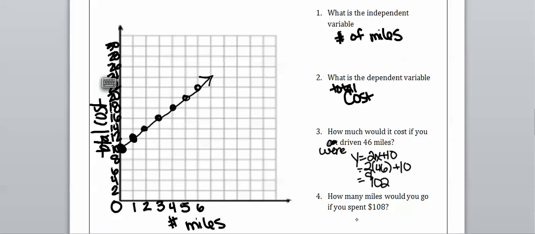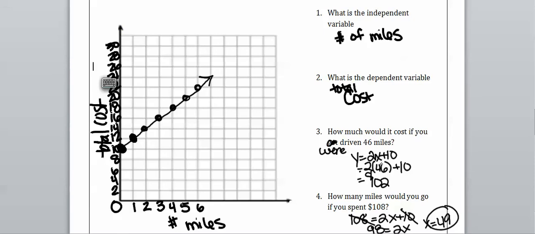How many miles would you go if you spent $108? So let's put the 108 over here, equaling 2x plus 10. Okay, so let's think about this. If I spent $108, how much did I pay them for the fee? 10 bucks. So really, I spent $98 every 2 miles, right? Because I'm taking away this fee from the 108 and I get 98 over here. So now, how many times does 2 go into 98? It goes in 49 times. So it would be 49 miles.